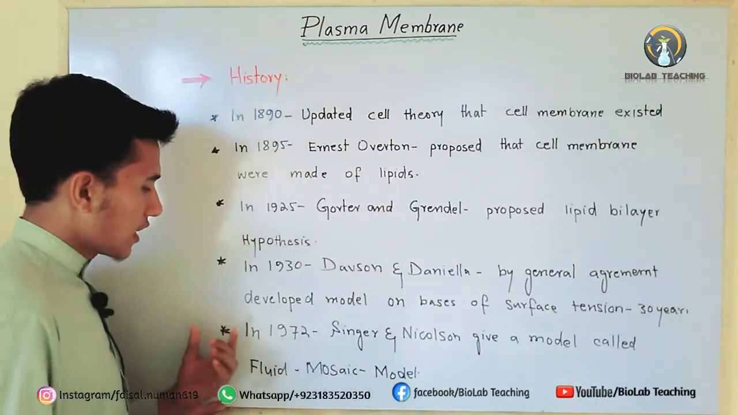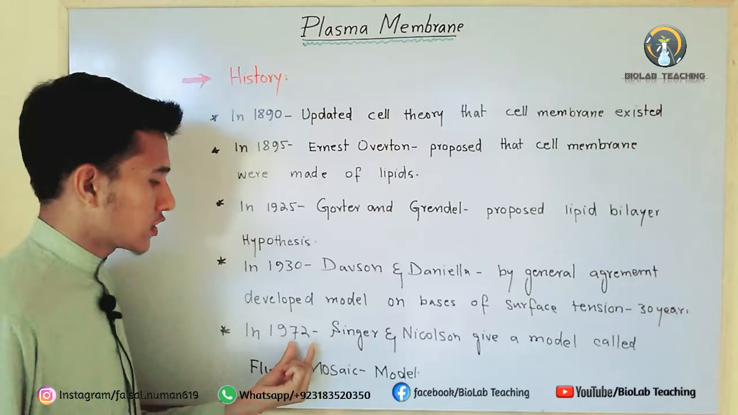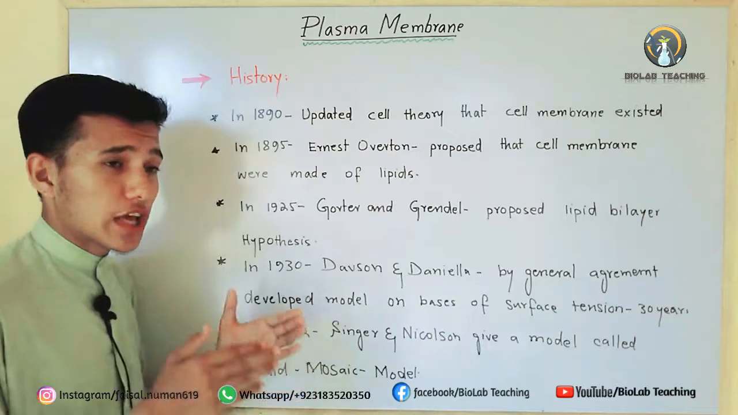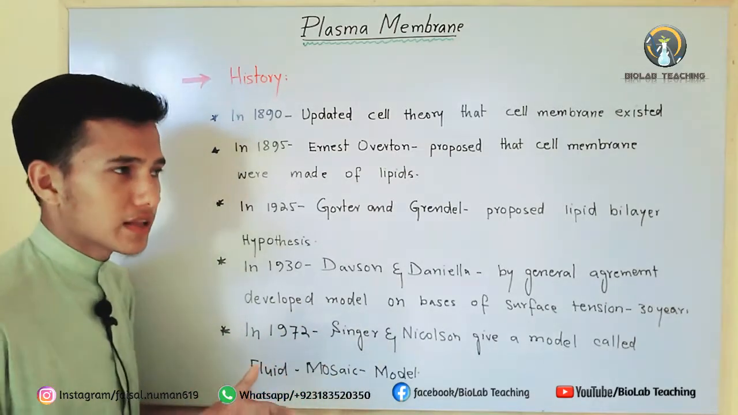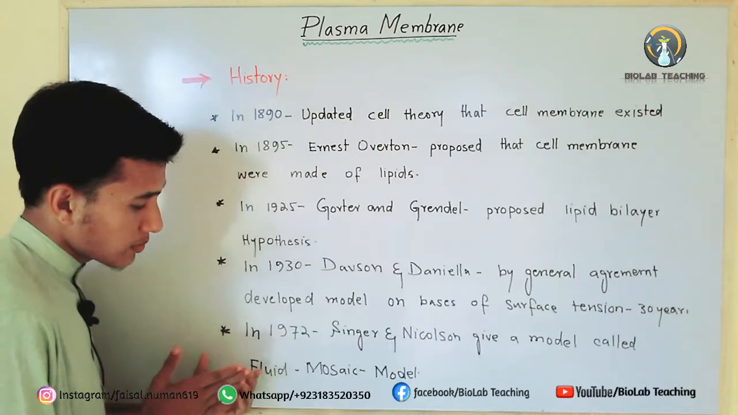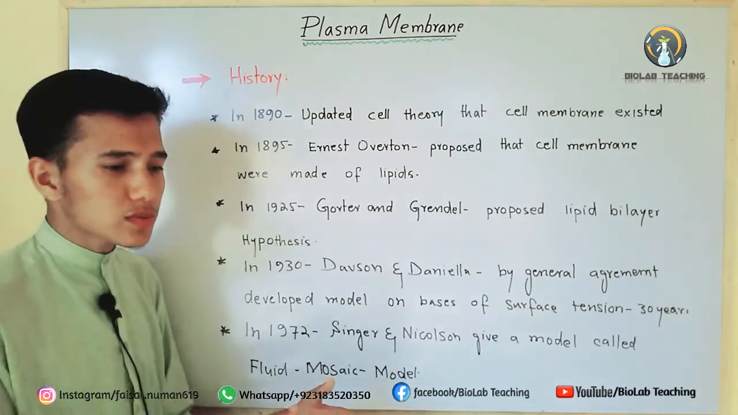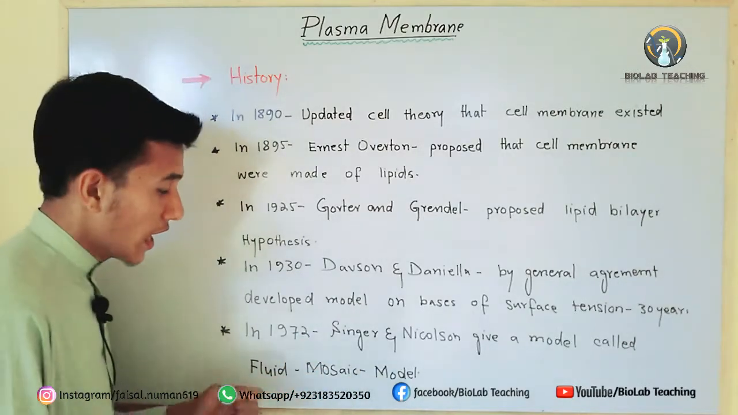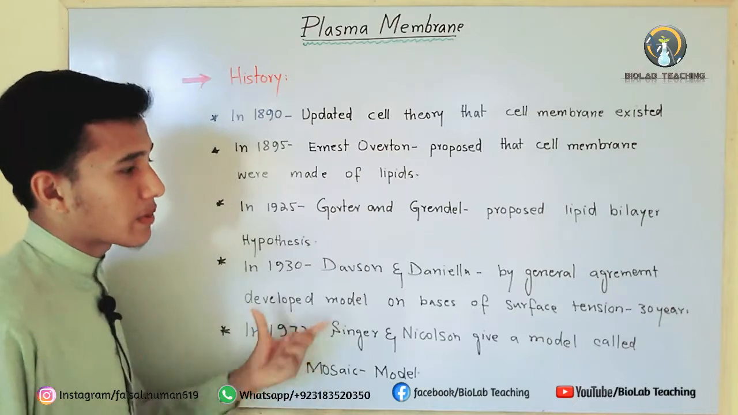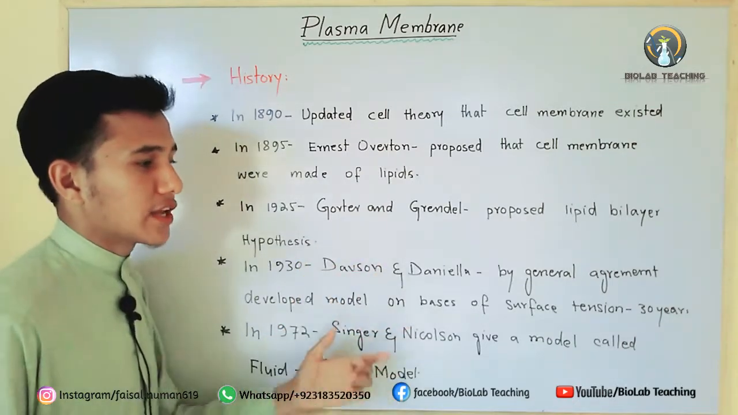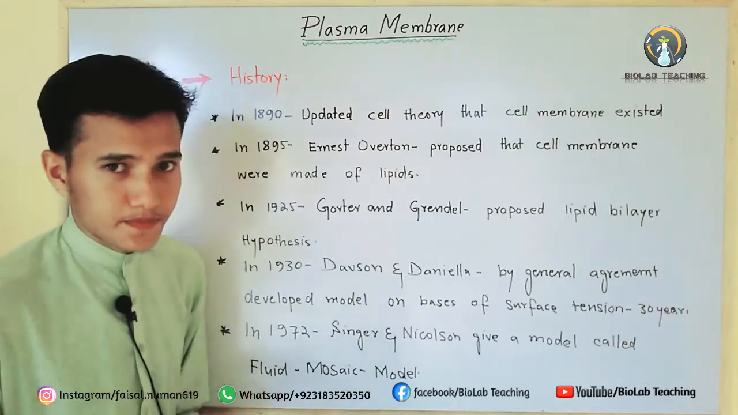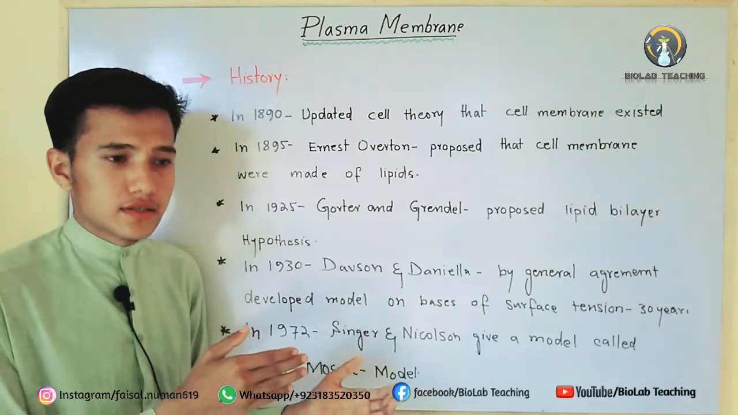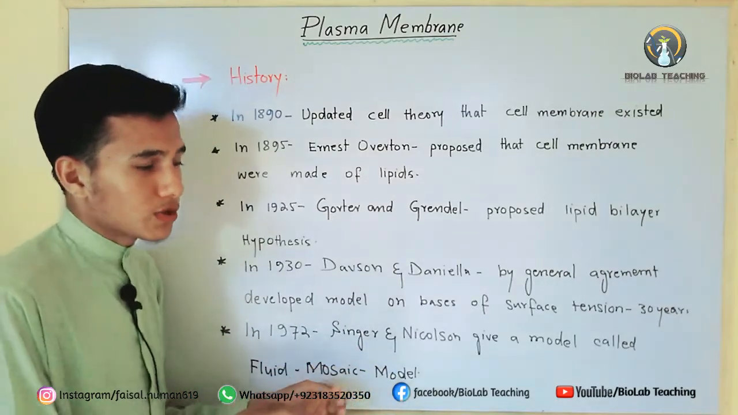After 30 years, in 1972, Singer and Nicolson gave a model, which is an acceptable model and is still accepted today. This model is known as the fluid mosaic model. They studied the plasma membrane under the microscope and said that the membrane is like a sea of lipid in which proteins are floating.